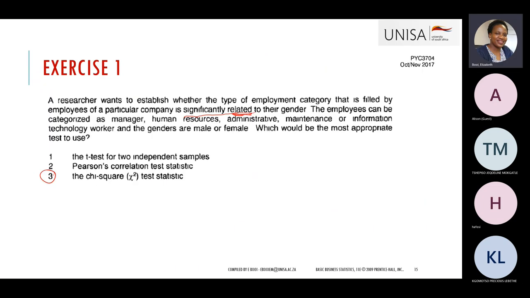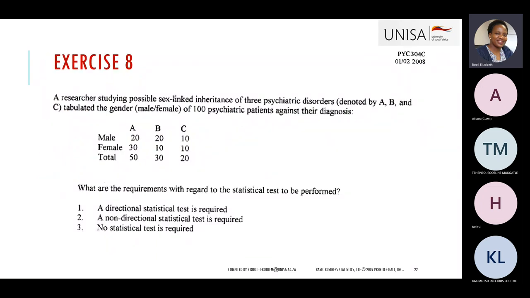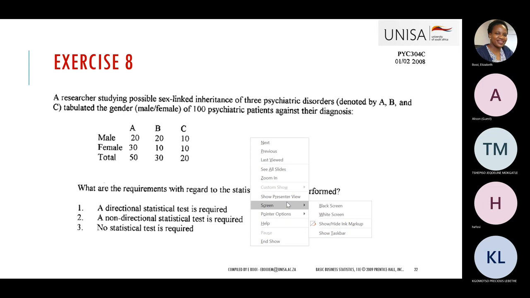Because some of you were not there by the time we were discussing that section. So now, based on that information, what are the requirements with regards to the test statistics that we will be performing? So here they're asking you, what type of test is a chi-square test? Is it a directional test statistic? Is it a non-directional test statistic? Or is there no test statistic required? You want me to go back to that slide? We can do that. Number two.